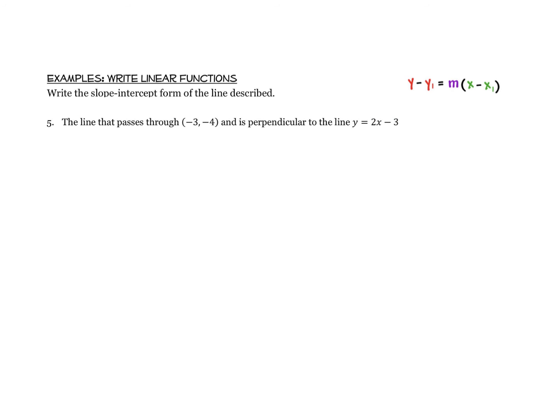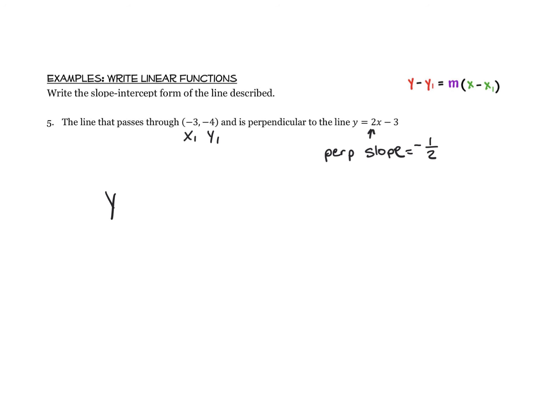The last example we're going to look at says, write the slope-intercept form of the line described. We're writing the line that passes through negative 3, negative 4, that's our x1, y1, and is perpendicular to the line y equals 2x minus 3. So this is our slope, 2. So the perpendicular slope to 2 is, change the sign, flip the fraction, 2 over 1, it now becomes negative 1/2. So we're using negative 1/2 for our slope and negative 3, negative 4 for our point.